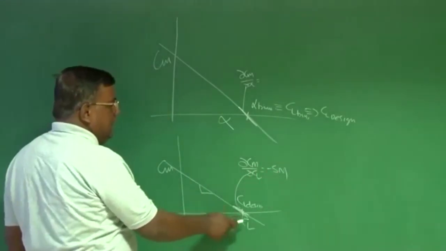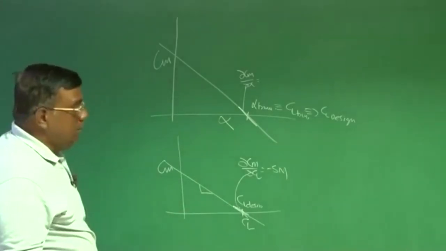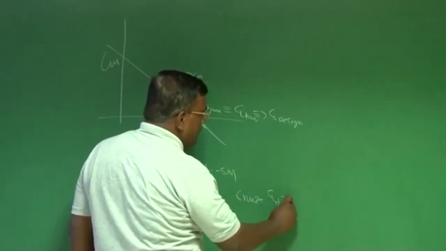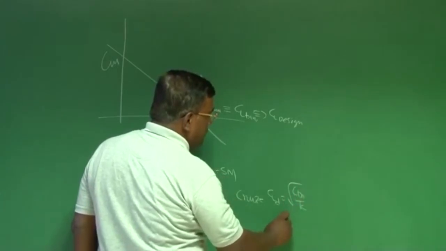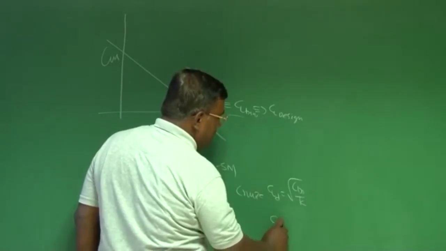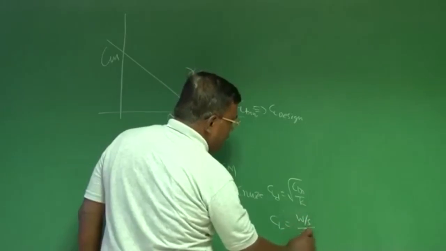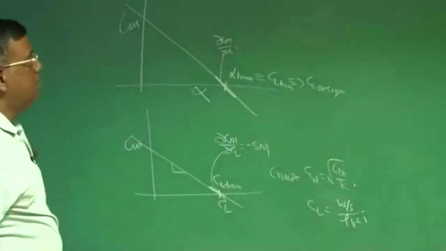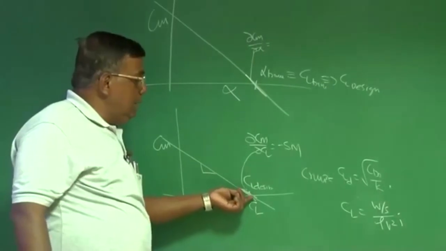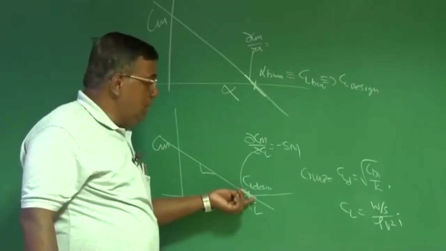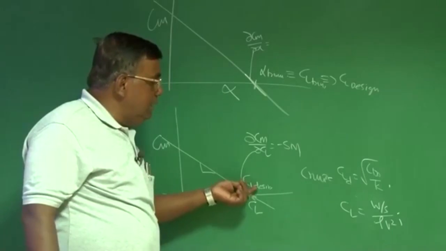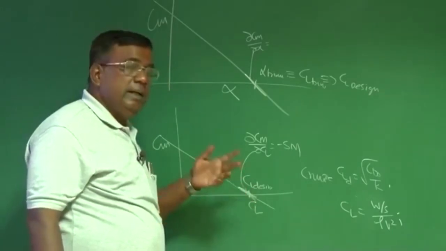So I need to know the CL design. For a cruise, for example, CL design could be root of CD naught by K, it could be 2W by rho V square S, or W by S by the dynamic pressure, depending upon the situation. So once I know what CL I am going to fly, and for most of my operation this is what I am aiming for, I will always design the aircraft in such a way that I should be able to trim the airplane without deflecting any elevator, right?